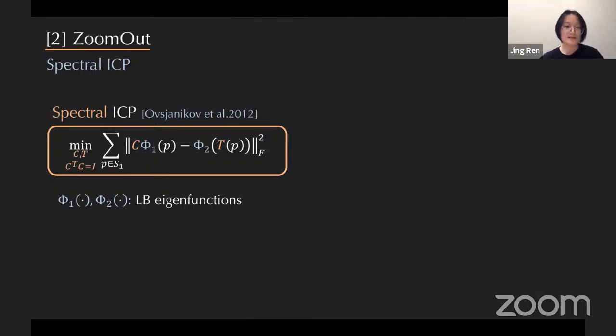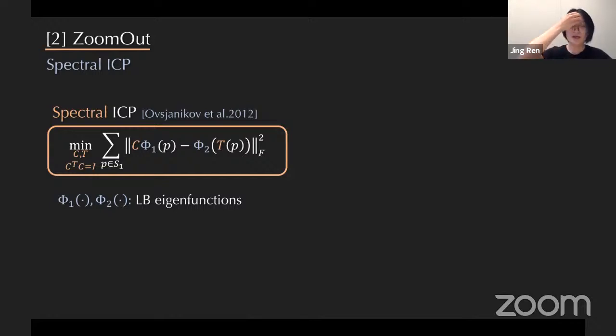The second project I'm gonna discuss is called Zoomout. This is a refinement method. So assume some kind of initial correspondences is given, and we just want to improve the quality of the given correspondences. We have discussed this spectral ICP before, where we want to find a functional map C to align the eigenfunctions of the two shapes. So that's the phi1 and the phi2.